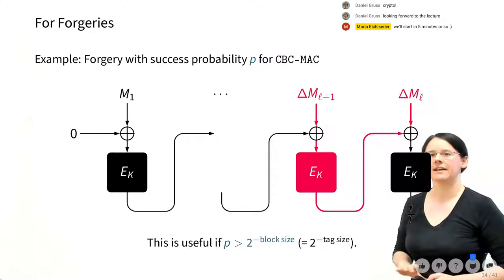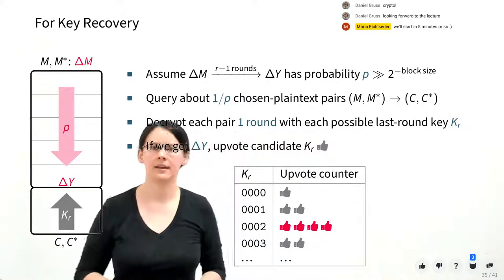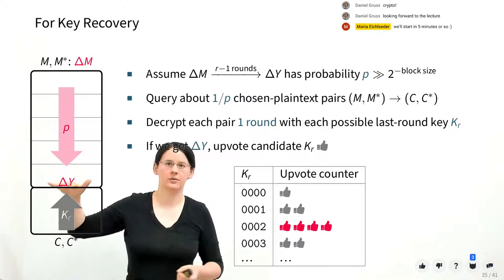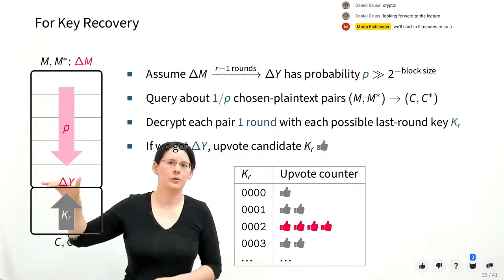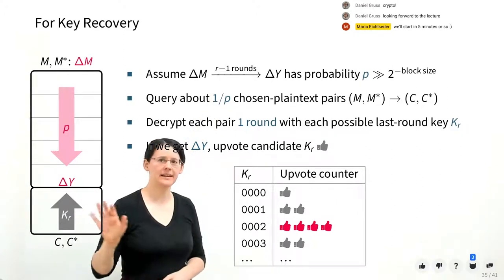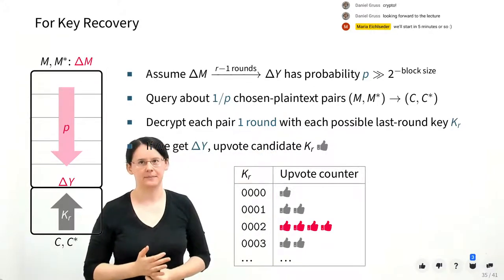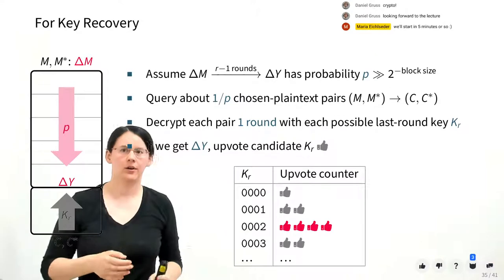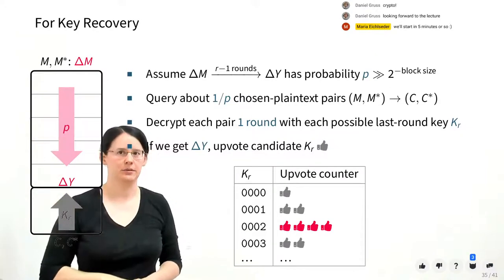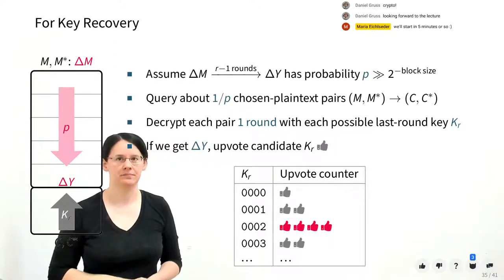Okay, let's have a look at another case, namely at the case of key recovery. This is a bit more complicated. Assume now that we have found a good characteristic or a good differential for almost all of the rounds of the block cipher, for example, R minus one rounds. And again, let's assume that the probability is a lot better than 2 to the minus the block size. What we can do now is encrypt many message pairs which satisfy my input difference, so many pairs with input difference delta m each.